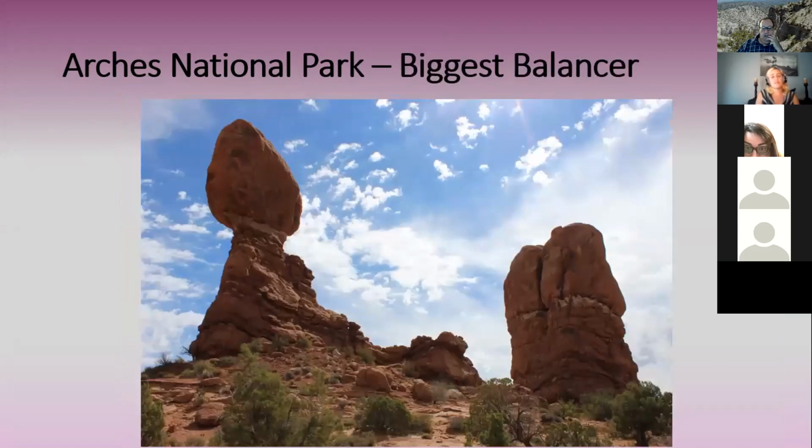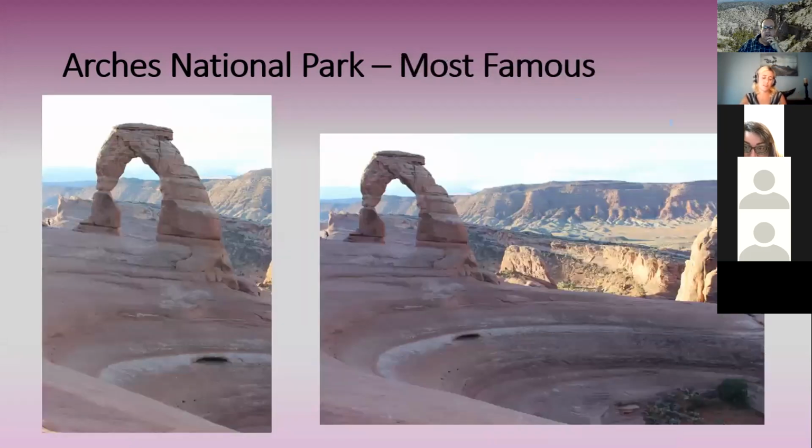This is known as the biggest balancer, and it's also known as Balanced Rock. It is a massive sandstone boulder. It weighs approximately 3.6 tons. And to kind of put that into perspective, that would be the weight of an icebreaker ship or 27 blue whales. And of course, the most famous arch, Delicate Arch. This is the one everyone goes to Arches to see.